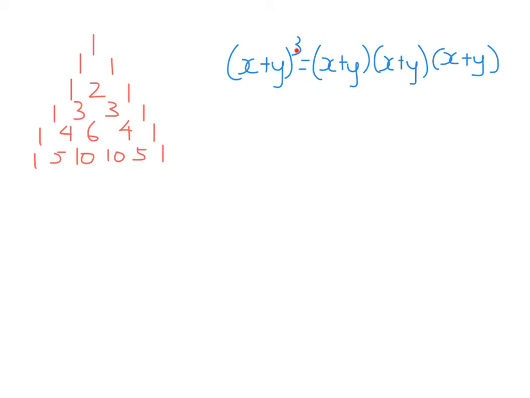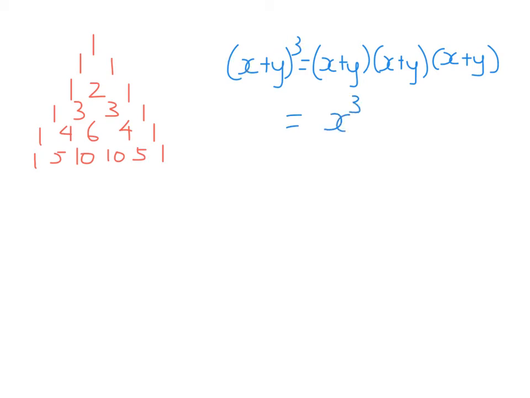Because we're raising to the power of 3, each term in the expansion will be the result of 3 x's or y's multiplied together, so the powers always add to 3. So this is what it's going to be. I start with the highest power of x, which will be 3, x cubed.